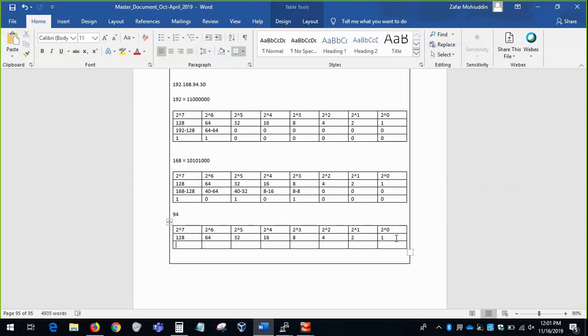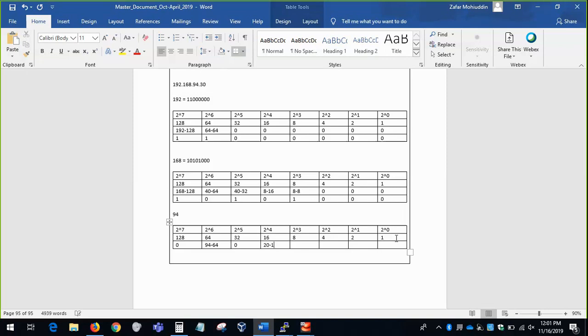Okay. So next object is 94 here. I'm gonna just put down 0 here. Now I'm gonna put down 94 here. 94 minus 64, we are able to do that. So we are left with 20. We are not able to subtract 32 out of 20, so I'm going to leave this 0. Okay, so I'm going to put down 20 here.